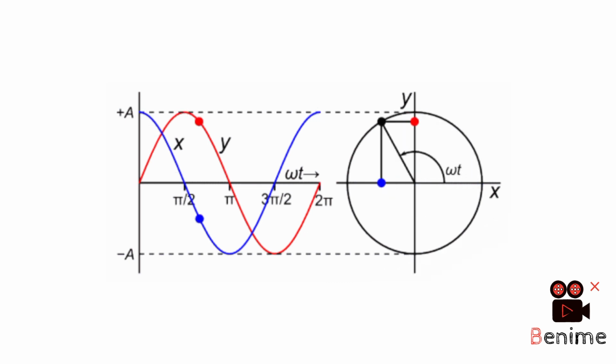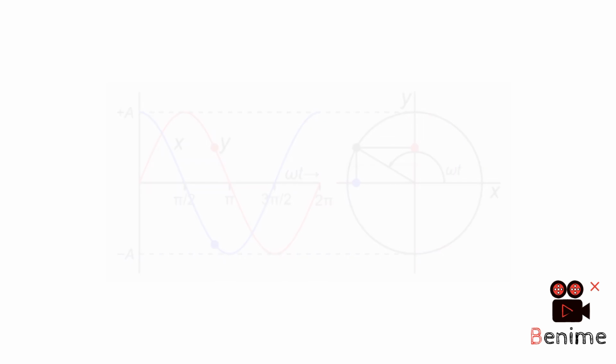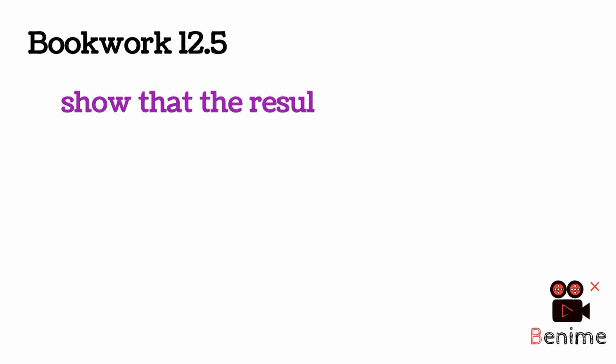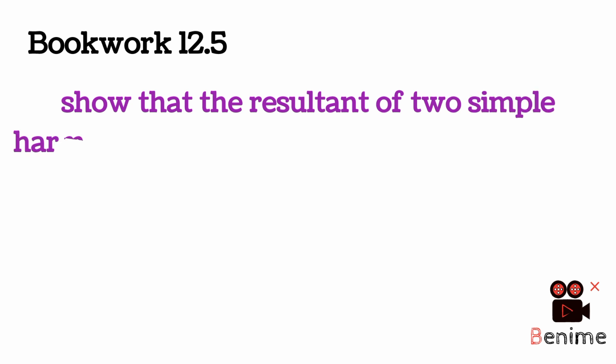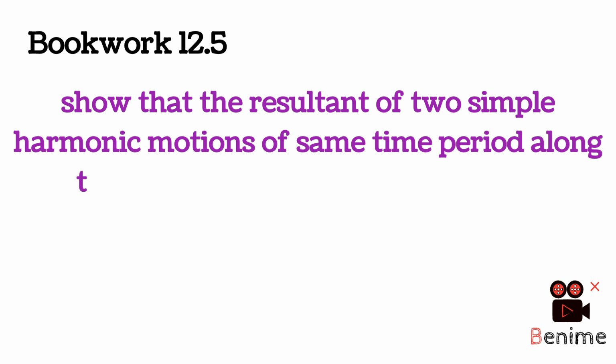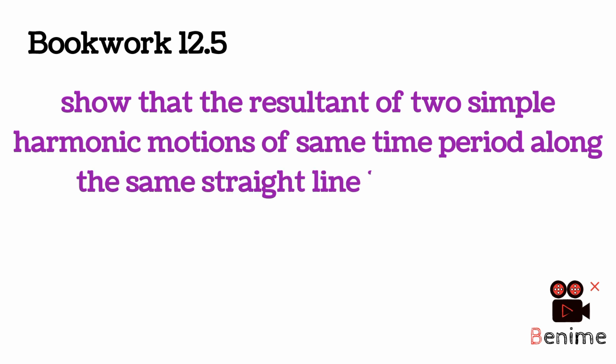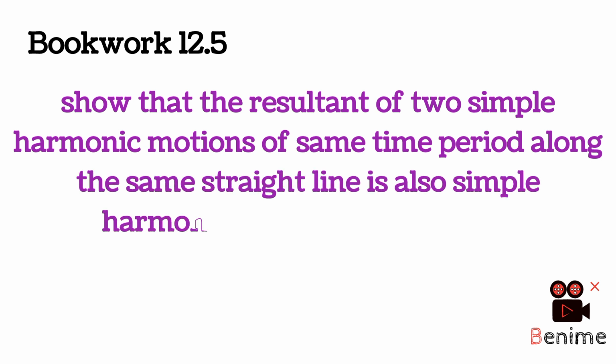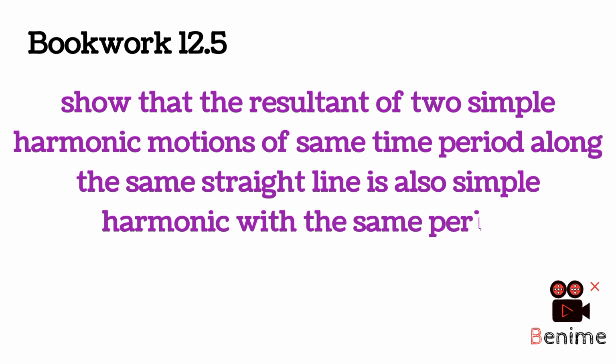Look at the x and y axis and see the blue and red dot, which are the two simple harmonic motions with the same period, omega t. Let us solve bookwork 12.5. Show that the resultant of two simple harmonic motions of the same period along the same straight line is also simple harmonic with the same period.